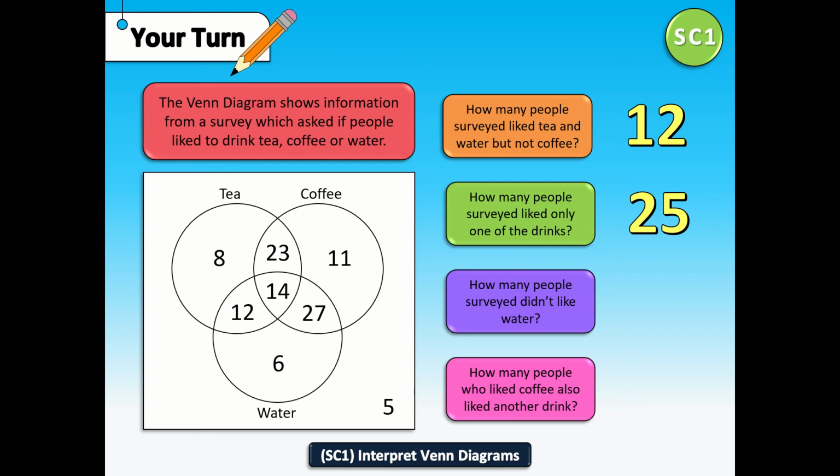How many people surveyed didn't like water? So that's everything outside of the water circle. So that's 8 plus 23 plus 11 plus 5, which is 47.